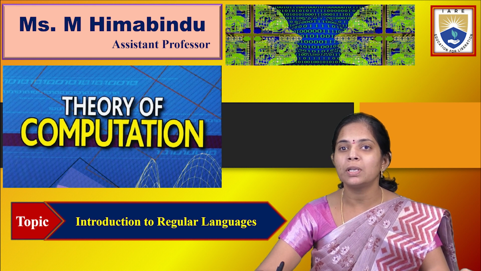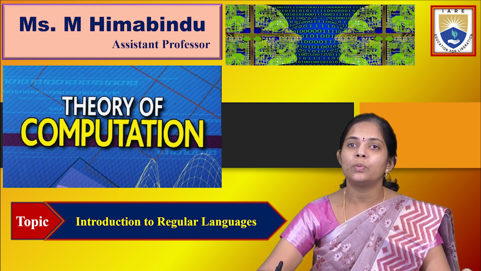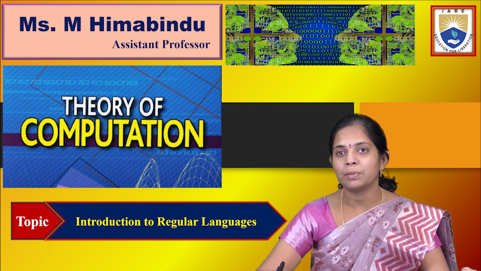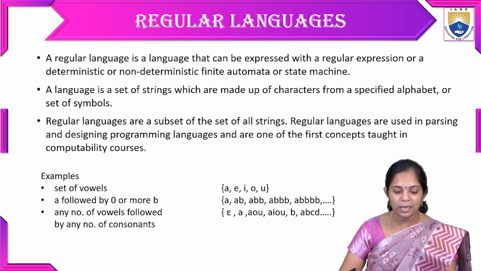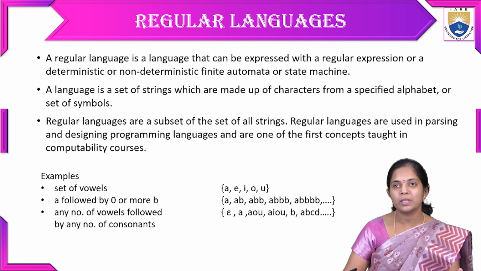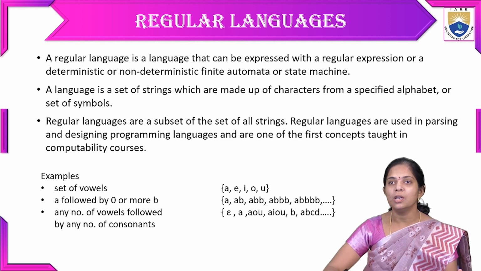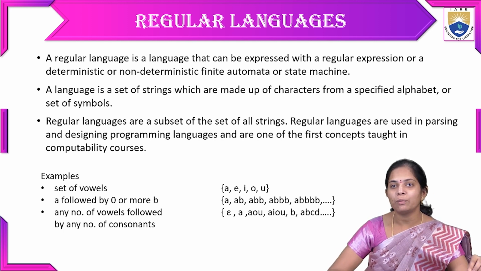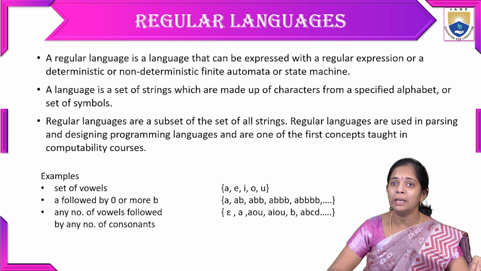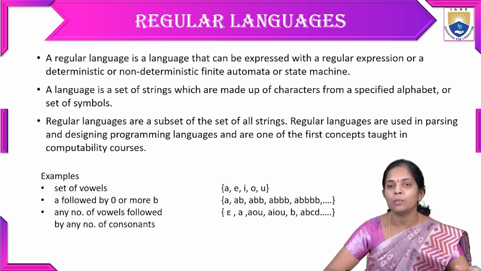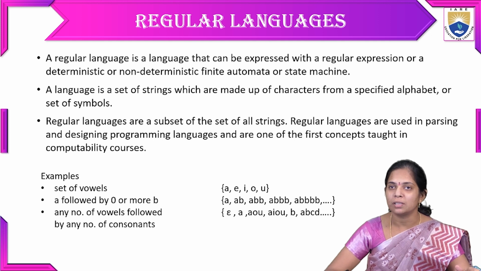Now, what is meant by a regular language? What kind of languages are accepted by finite automata? Let's move on to the slides. A regular language is a language that can be expressed with a regular expression. Before going to languages, we have to find what is meant by an expression. Regular expressions are nothing but a pattern of input symbols, explained in the form of patterns of strings. So what is a regular language?